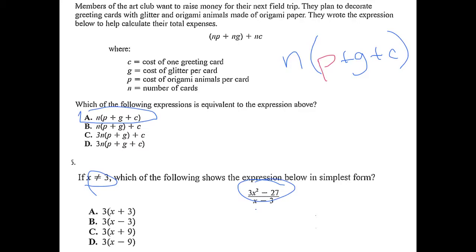First, what do 3x squared and 27 have in common? Well, the answer to that is 3. So 3 times what will give me 3x squared? The answer is x squared. 3 times what will give me 27? The answer is 9.